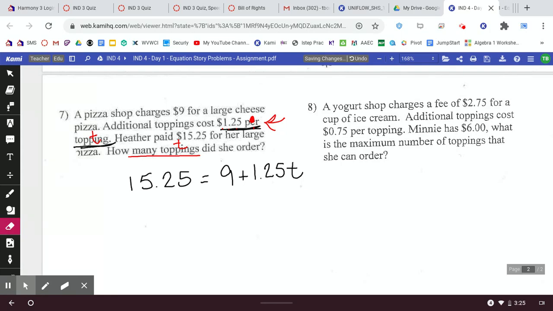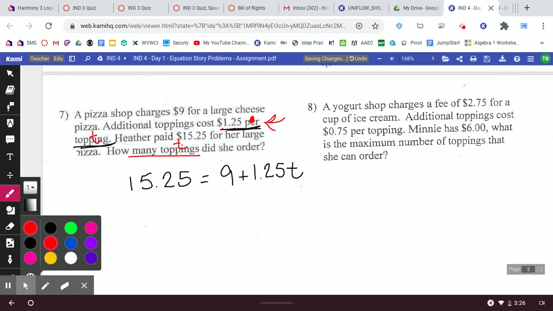All right. So now, in order to figure out how many toppings she bought, we have to solve for T, because T stands for the number of toppings. So in order to do that, the first thing we need to do is subtract 9 and subtract 9. And when we do that, we get, is that 1625? Or I mean 625, sorry, 6.25. Yeah, so we get 6.25 over here. And then the 9 minus 9 cancels out, and we get 1.25 T.